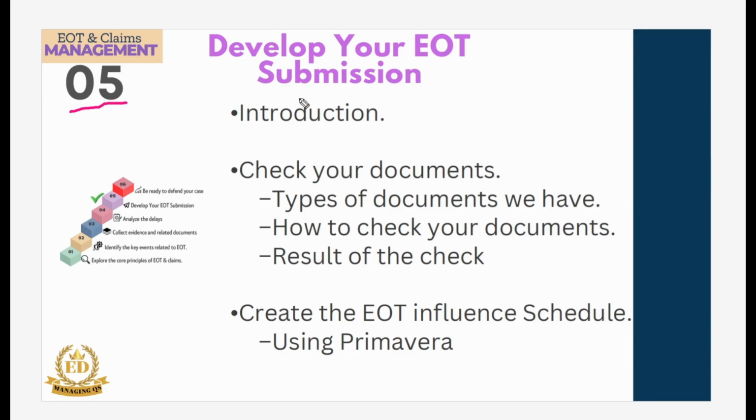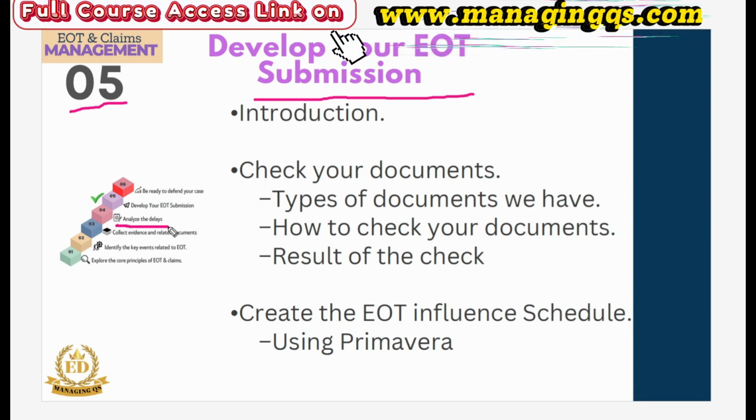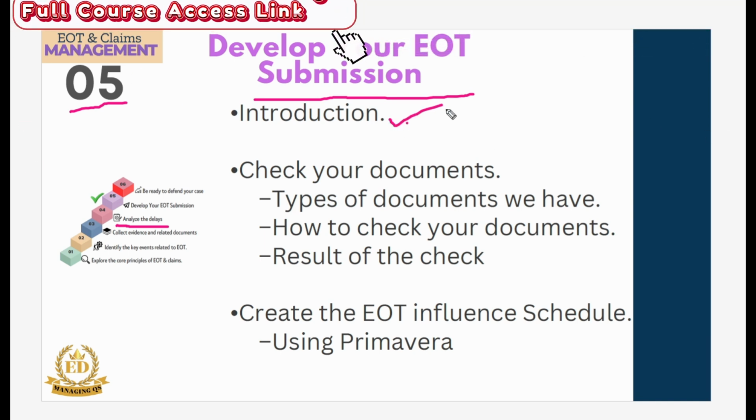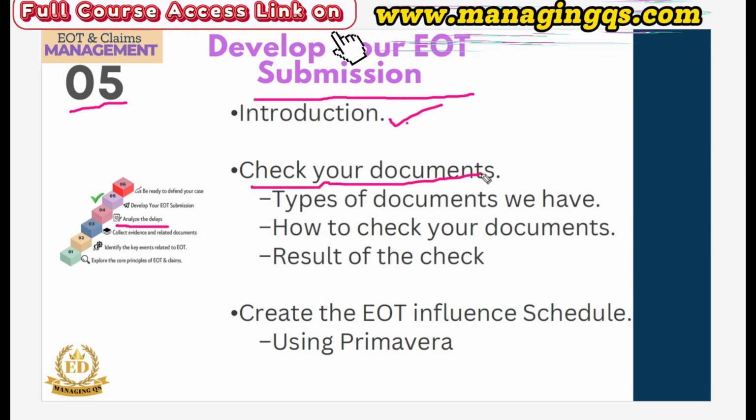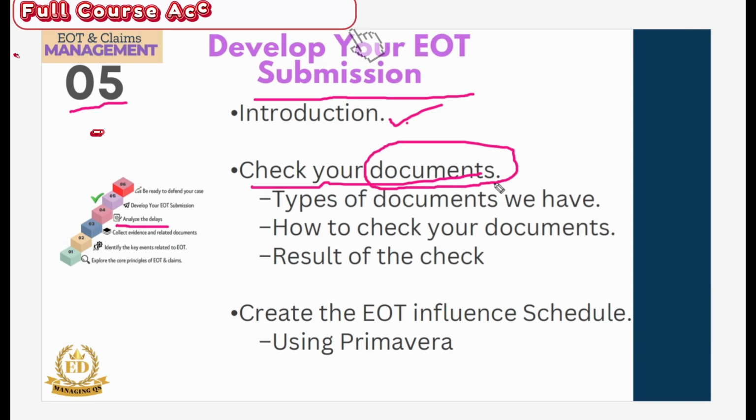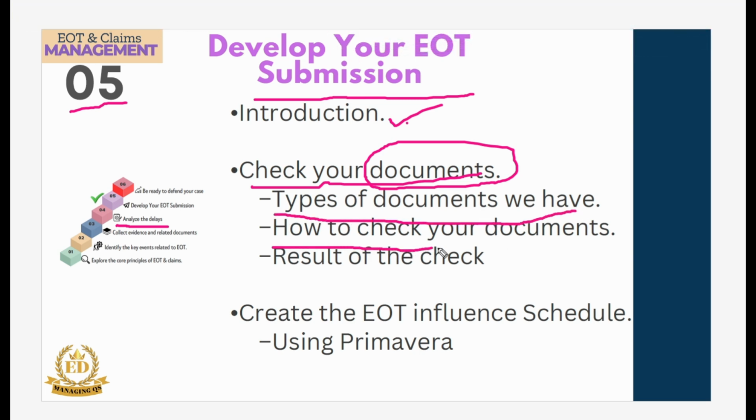Step number 5, develop your EOT submission. Once we complete our delay analysis, we will move forward to EOT development. Under this heading, there is a general introduction first. Then check your documents. For the EOT submission, the key important thing is documentation. So we have to attach very proper documentation. That's why we should be aware of the types of documents we have and also how to check them.